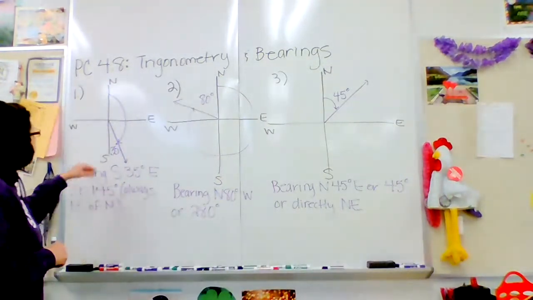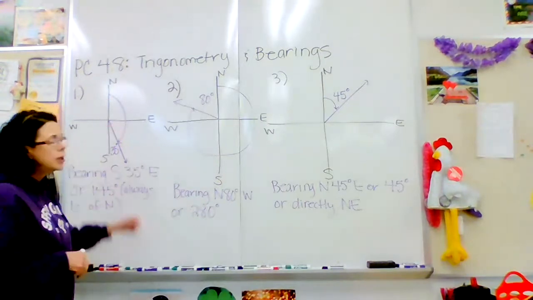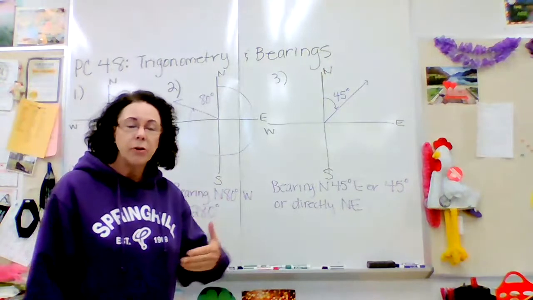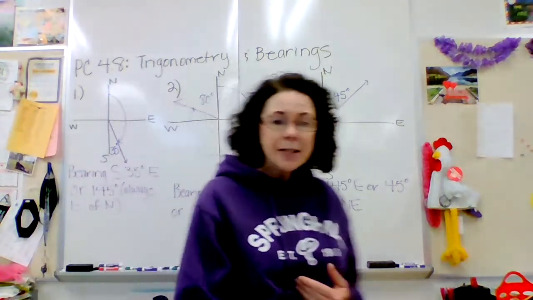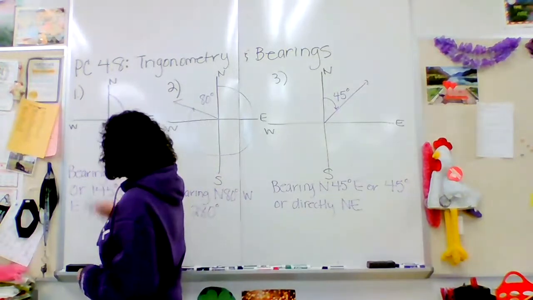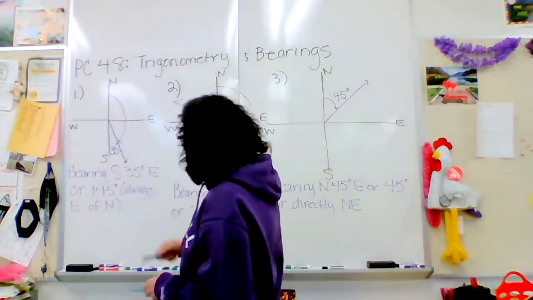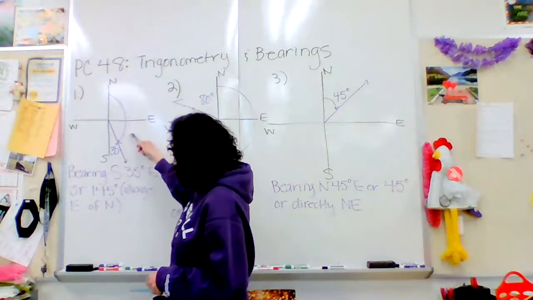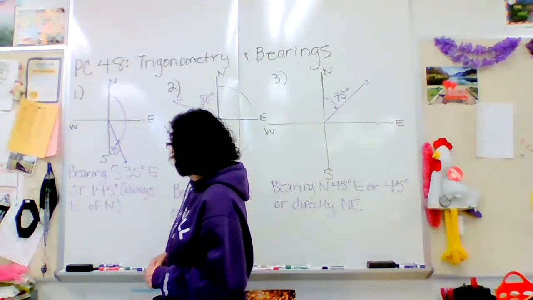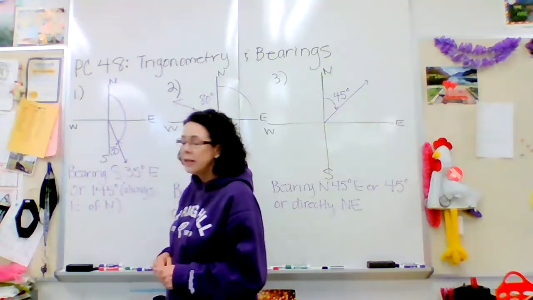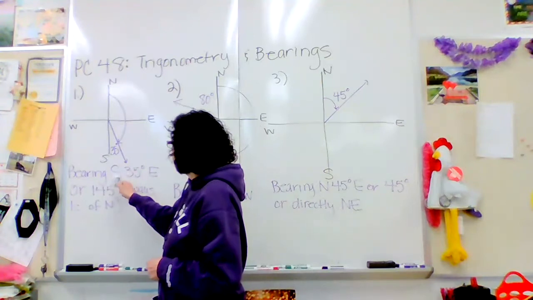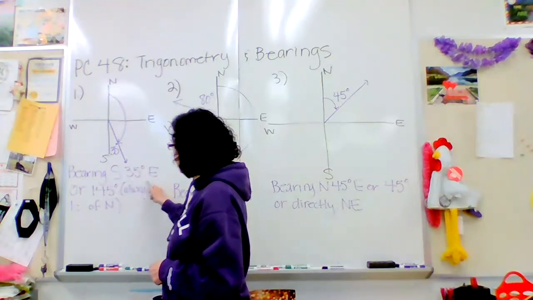So on number one here, when you rotate, usually with the bearing, you rotate east of north. You start at north and you rotate east. Notice in this picture, we've rotated 145 degrees east of north. We can call this a bearing in two ways. Notice this is a bearing of south 35 east.